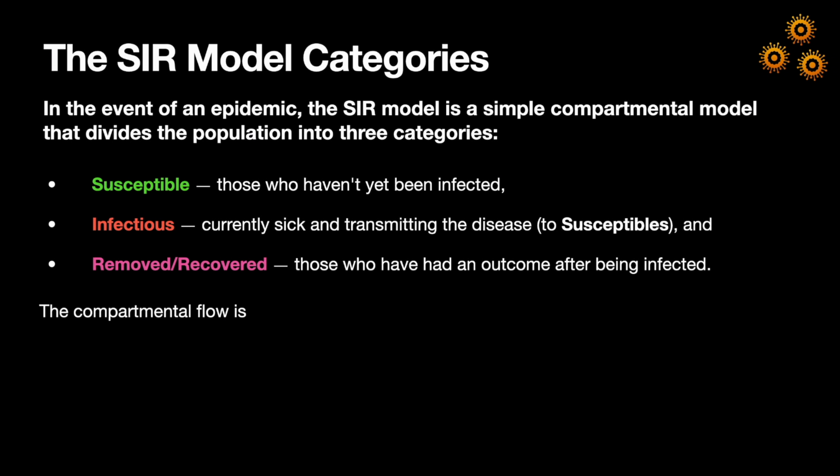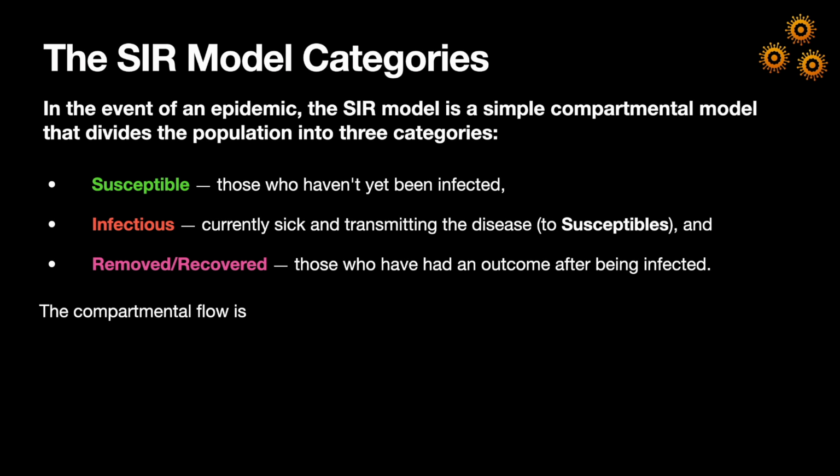All right, here's where the name of the model comes from. We are going to classify the individuals in this population into three categories: susceptible, infectious, and what I will call removed, but you could also call it recovered. So we have S, I, and R.